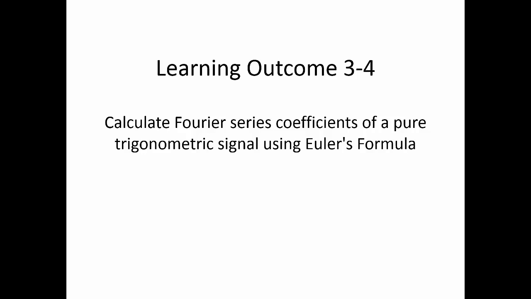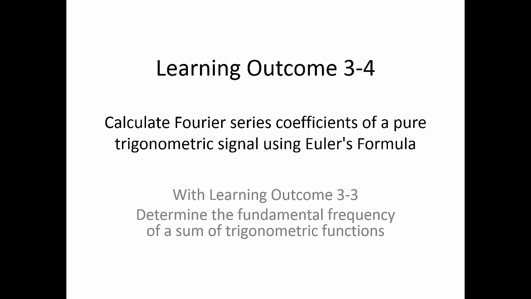Learning Outcome 3-4: calculate the Fourier series coefficients of a pure trigonometric signal using Euler's formula. This is going to use Learning Outcome 3-3, which will also be introduced as part of this video. Learning Outcome 3-3 is to determine the fundamental frequency of a sum of trigonometric functions.